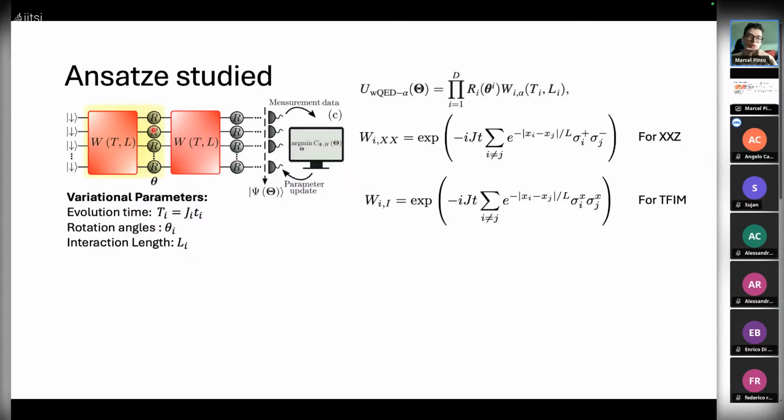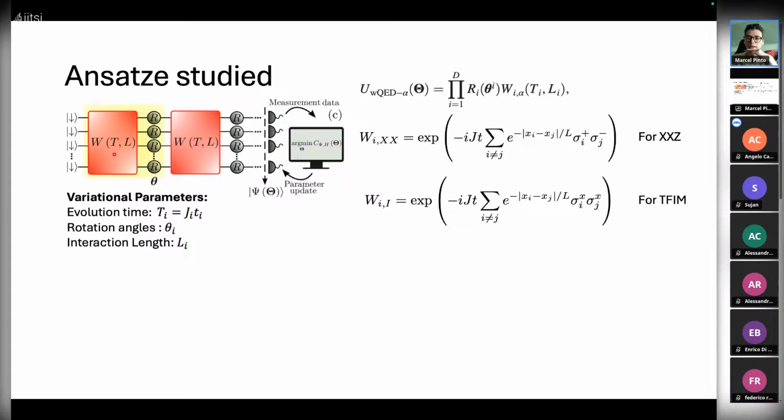So they have just an angle that you're going to rotate those qubits, and you also have the interaction length. Here it seems that it's the same for all layers, but it's not. Each layer has a different T and L, and the optimizer can find a combination of interaction lengths and evolution times that gives the best results.